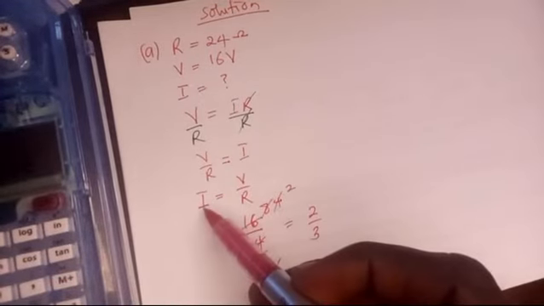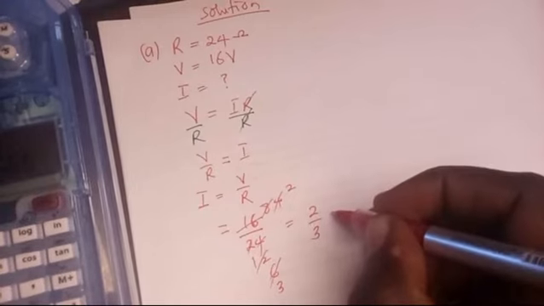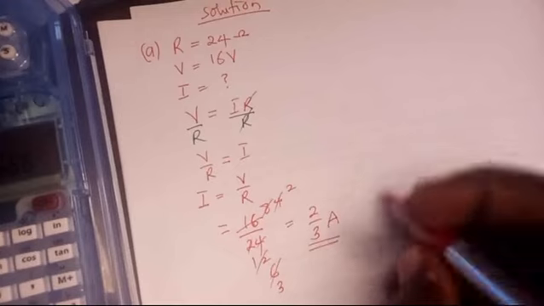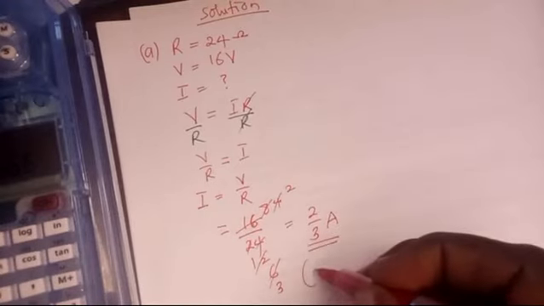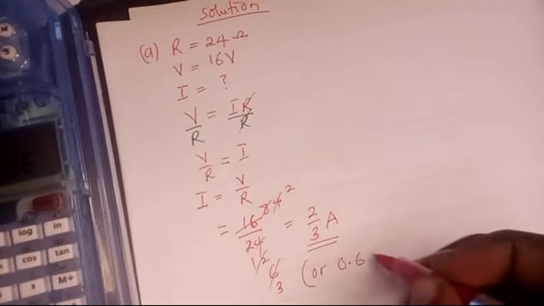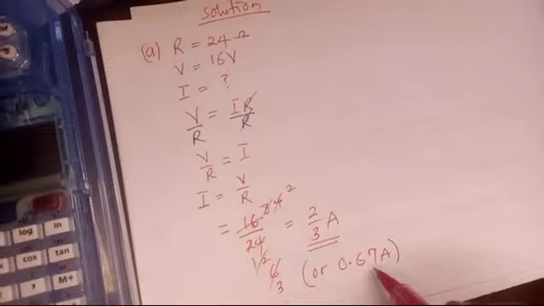Then you ask yourself, what is the unit of I? I is electrical current, and electrical current is measured in amperes. This is your result, or you can say in bracket, 0.67 amperes in decimal, approximately correct to 2 decimal places. With this, we have solved A part of the problem, and without much ado, let's go to the B part.